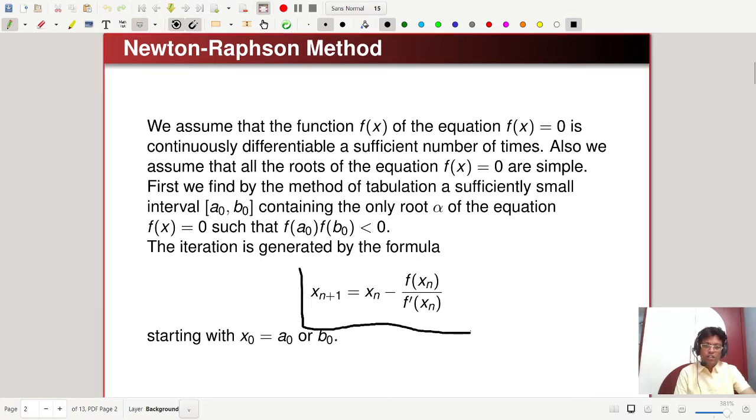The iteration is generated by this formula: x_{n+1} = x_n - f(x_n)/f'(x_n), where f prime is the derivative. We'll prove how to get this iteration formula. Starting with x0 equal to a0 or b0, this is your initial starting point, the initial guess. So these are the iteration steps: x_{n+1} = x_n - f(x_n)/f'(x_n).